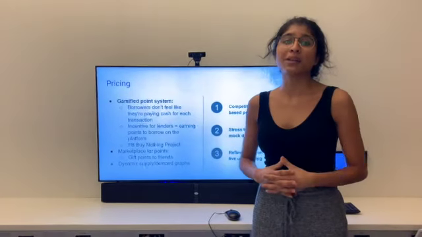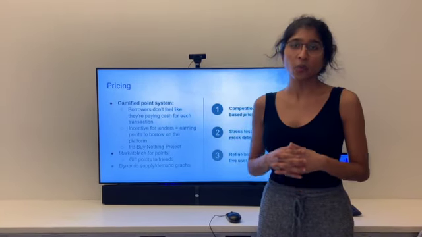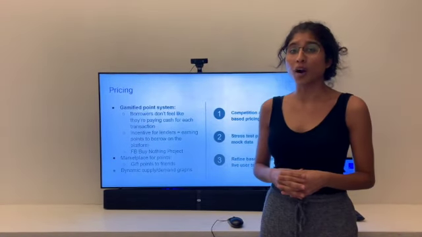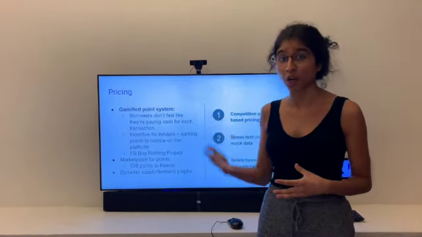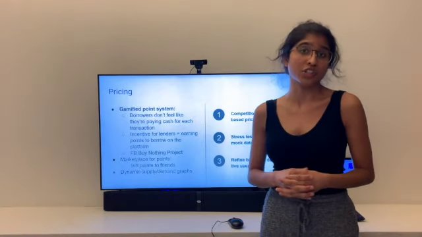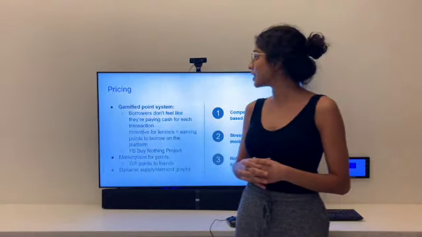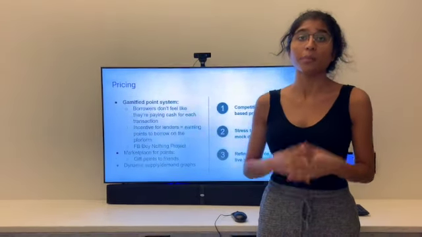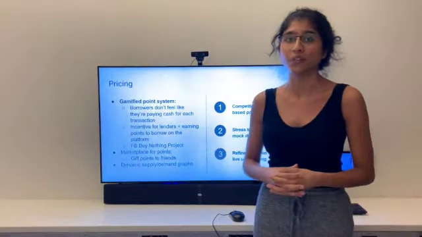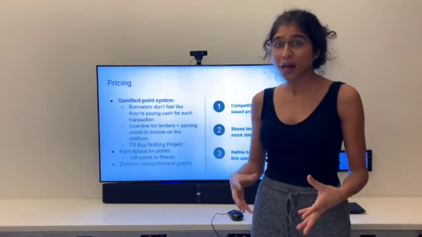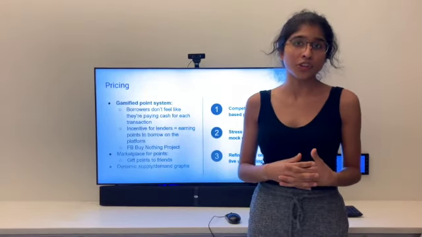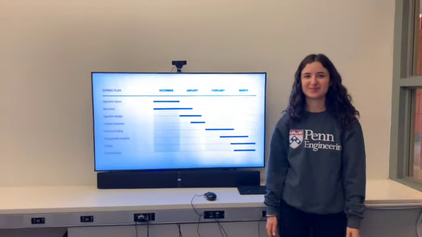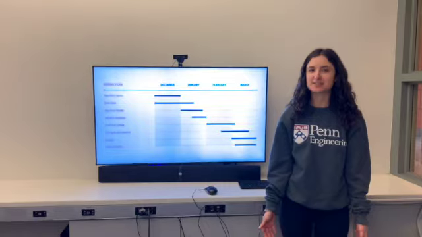When it came to deciding a per transaction pricing system, we needed a system that balanced borrower incentives and lender incentives. We didn't want borrowers to feel like they're paying a cash fee per transaction, and we wanted lenders to continue lending with some incentive. And so we decided on a gamified point system so that lenders continue to lend in order to earn points that they can spend on the platform in the future. In terms of monetizing the platform, we intend to, amongst other things, form partnerships with retailers who might sell items on our platform.